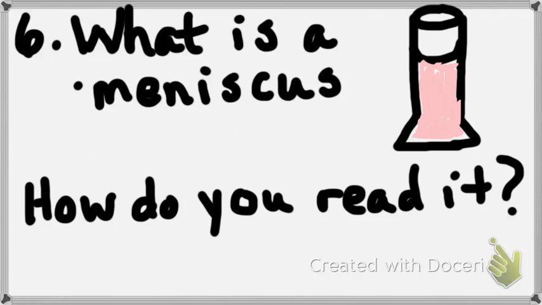How do you properly read a meniscus? Read the bottom of it. Now make sure you get eye level. Make sure you keep the graduated cylinder on the tabletop during the test. Don't pick it up in the air. Why not? Because it won't be level. Keep it on the tabletop and then bend and get eye level to read the meniscus.